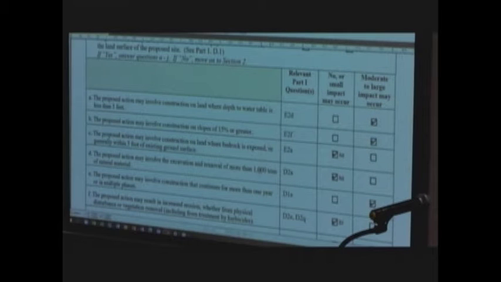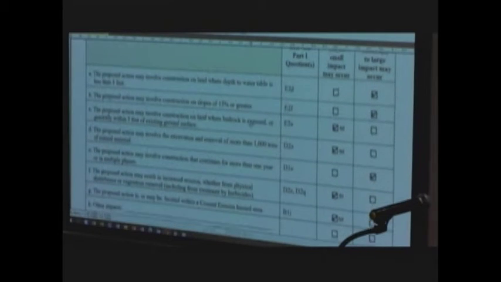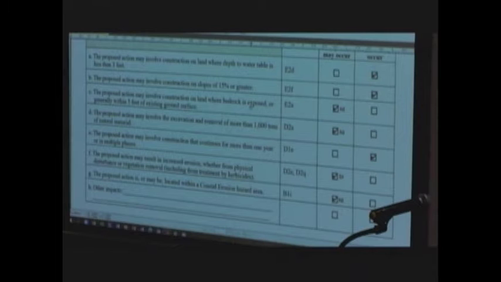impact. The two biggest ones under this are: the proposed action may involve construction on land where the depth to water table is less than 3 feet. The site has a shallow groundwater table. We encountered that during the Phase 1 construction, so we know that is a consideration.